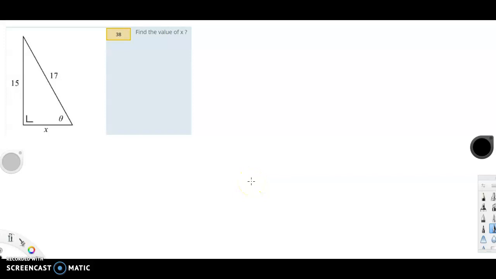Here we have a triangle. We're asked to find the value of side x. That's the length of x. So this here tells us that this is 90 degrees. So it's a right angle triangle.